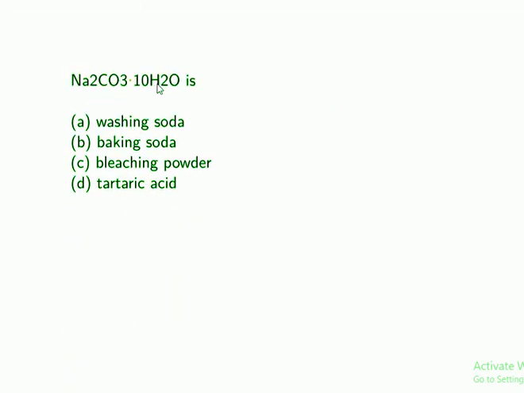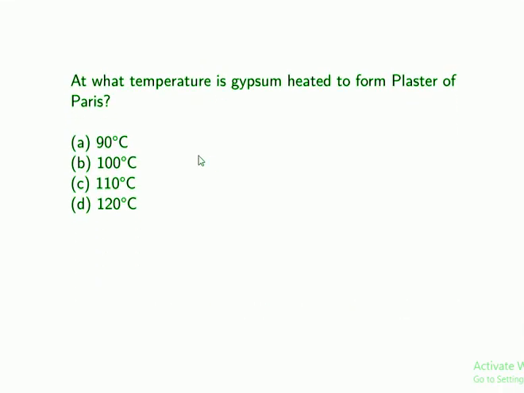Na2CO3, 10H2O, what is this called? Washing soda. So the chemical name Na2CO3, 10H2O is the chemical name of washing soda, okay?